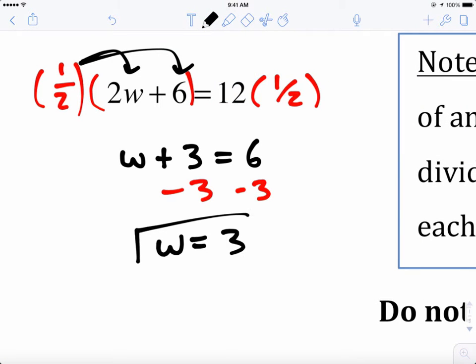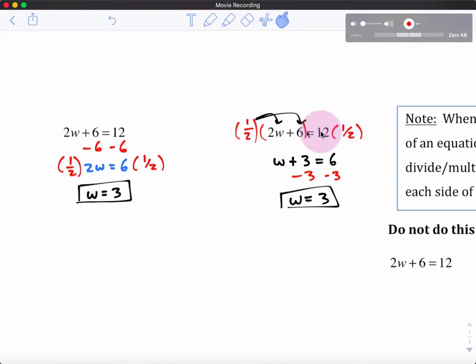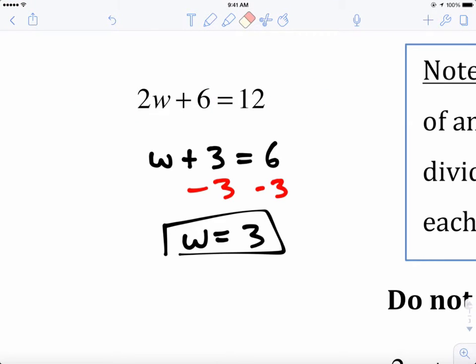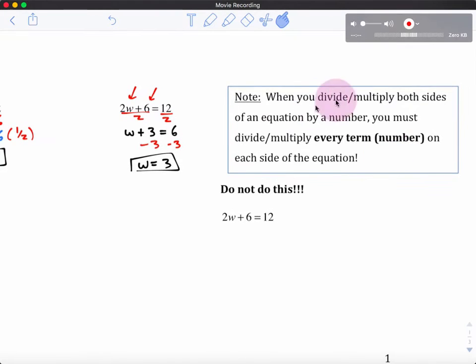We got the exact same solution as we did before, but instead, in this second example, we multiply both sides of the equation by a half to begin with. Some students aren't really into the multiplying by a half. They prefer to divide by 2, which is the same thing. That's fine. You just really got to make sure to know that if you are going to divide or multiply both sides of an equation by a number, you must multiply the entire side or divide the entire side by that number, every term on each side of the equation.